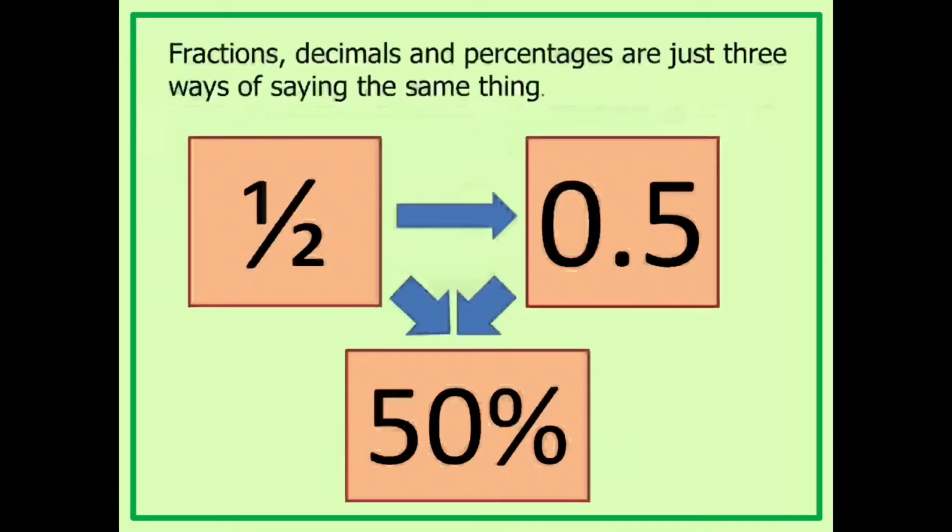Fractions, decimals and percentages are just three ways of saying the exact same thing. They're just written in different forms. In this example, 1 over 2 is the equivalent of saying 0.5 is the equivalent of saying 50%. They all mean a half.